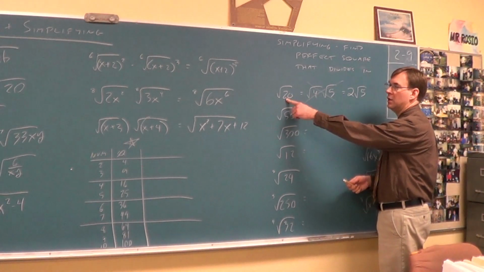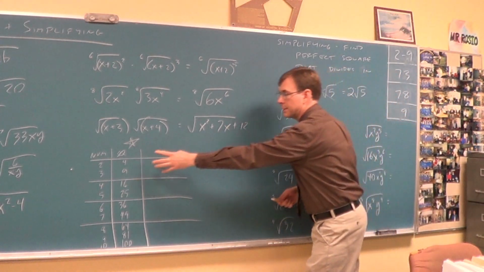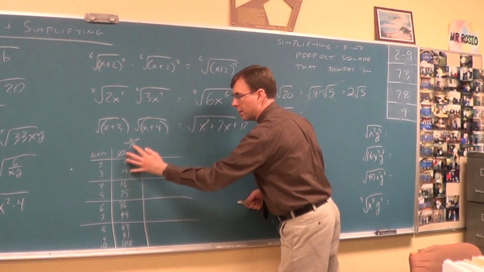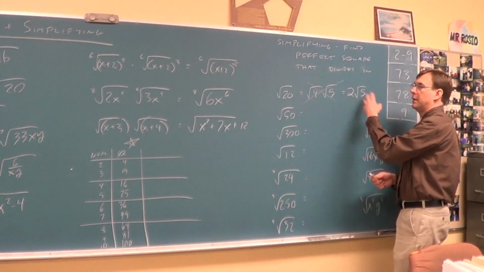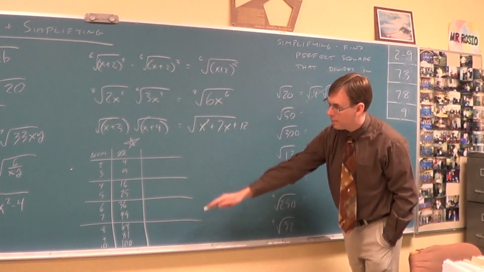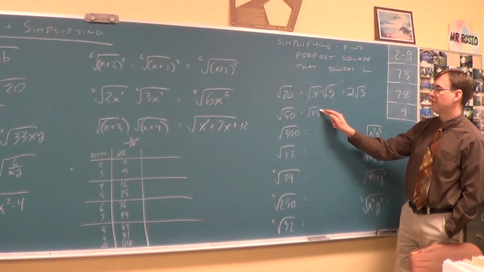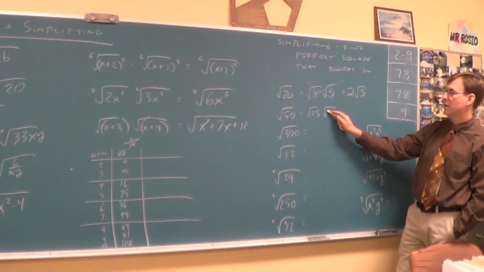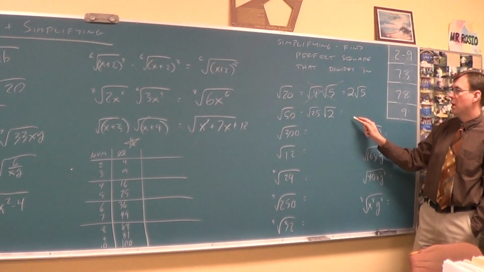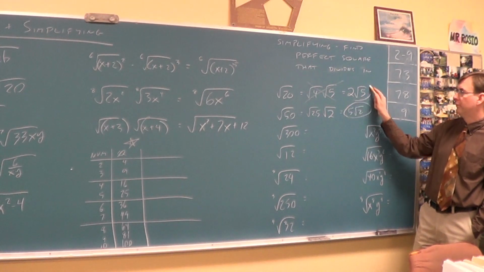But for 20, don't do 2 and 10. Why would 2 and 10 be a bad choice? They're not on this list. We need a number on this list and a number off this list. The number that's on the list, you're going to root it, and the other number, you're just stuck with it. So 50. There's only one number on that list that goes into 50: 25. You could either write down 25 or just think about 25. Who's 25's buddy? 2. 25 times 2 is 50. So our best answer is 5 root 2.